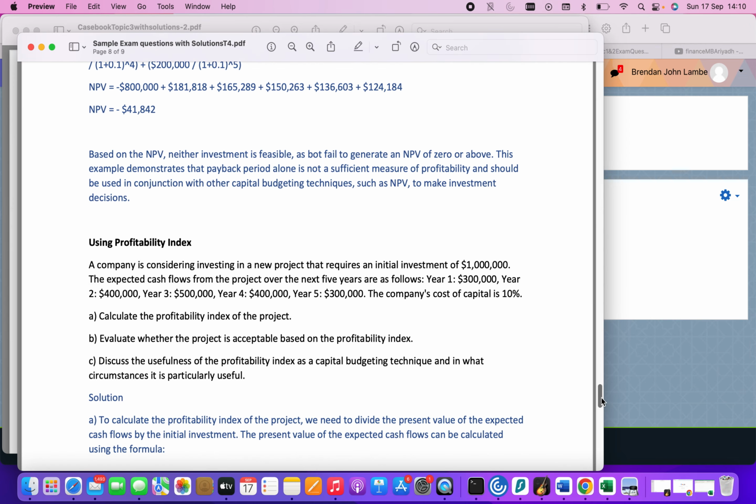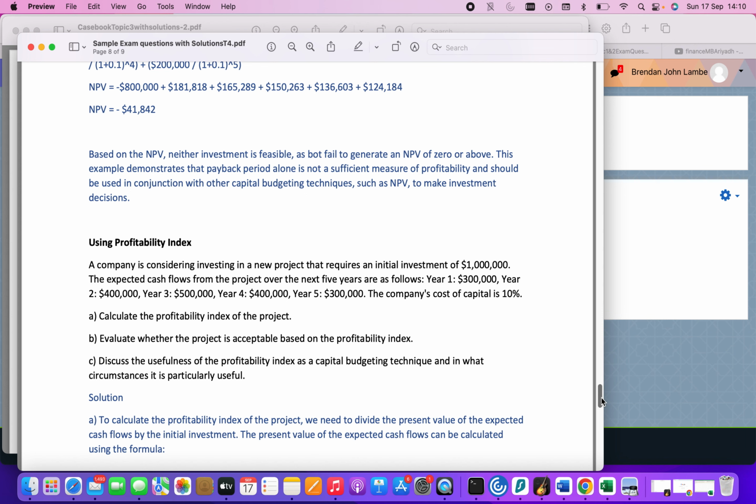Okay, the next thing that we want to look at now is the profitability index. Again, we've got our initial investment of $1 million. We have our 5 different cash flows. We see the cost of capital is 10%. Calculate the profitability index for the project, see if it's acceptable based on the profitability index, and discuss the usefulness of the profitability index. Again, classic questions that you'd get.